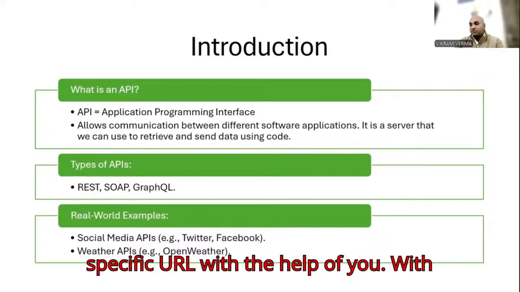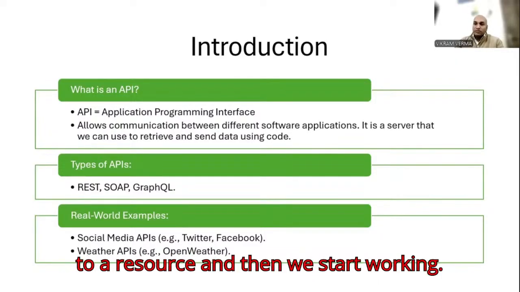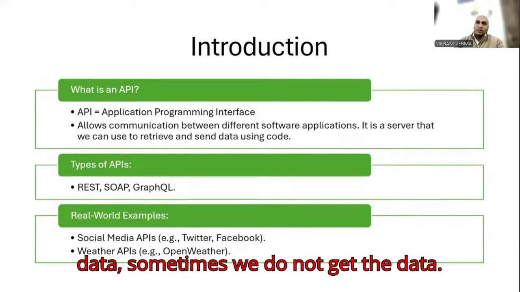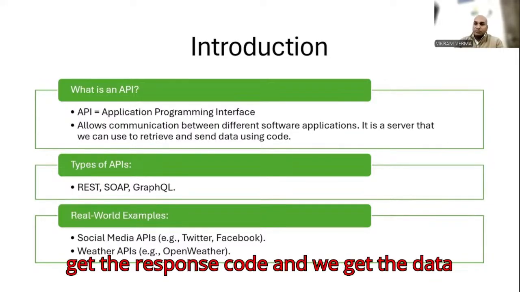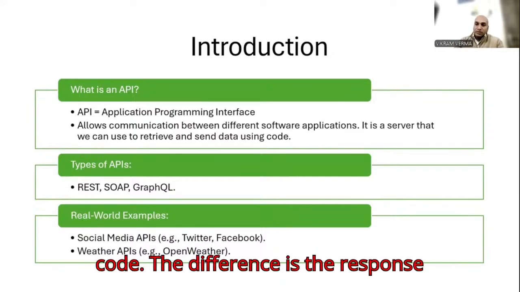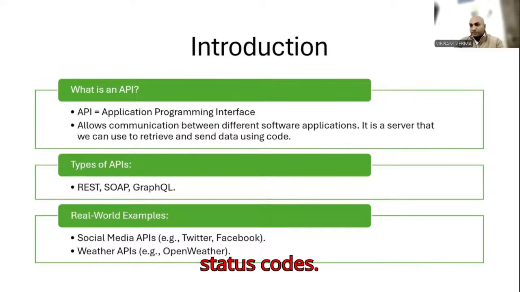So we have a specific URL. With the help of that URL, we reach a resource and then we start working. We get some data. Sometimes we get the data, sometimes we do not get the data. When we do not get the data, we get the response code. When we do get the data, we also get the response code. The difference is that the response codes are different. I should say status codes.